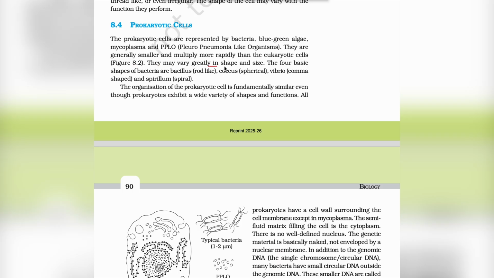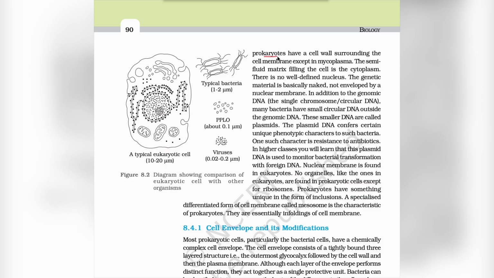They may vary greatly in shape and size. The four basic shapes of bacteria are bacillus, which are rod-like, coccus, which are spherical, vibrio, which are comma-shaped, and spirillum, spiral. The organization of the prokaryotic cell is fundamentally similar, even though prokaryotes exhibit a wide variety of shapes and functions. All prokaryotes have a cell wall surrounding the cell membrane except in mycoplasma.